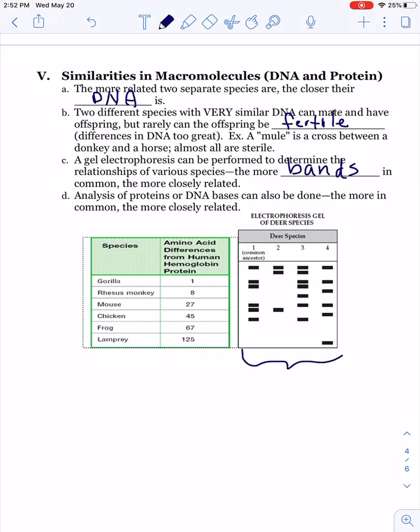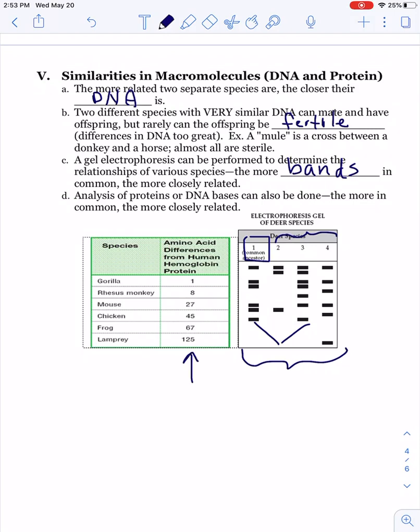So, for example, down here, if you were to run this gel, and here is our unknown organism, and we're looking at which one of the 2, 3, or 4 is it most closely related to, it looks like 1 and 3 have several bands in common, which means that they might be pretty closely related. They're not the same species, but they are closely related.